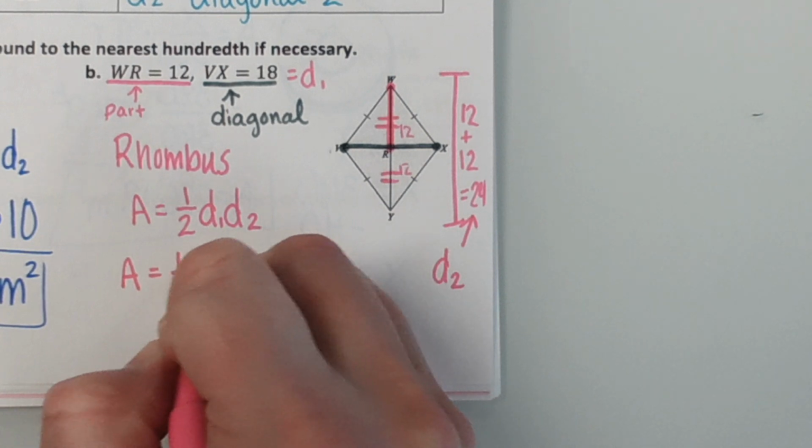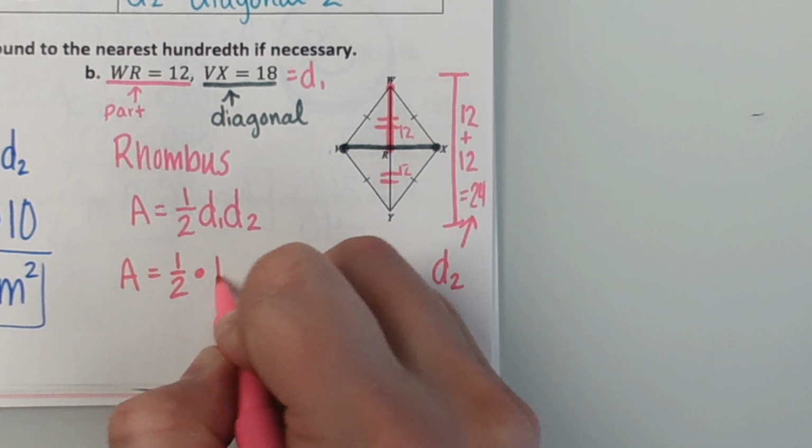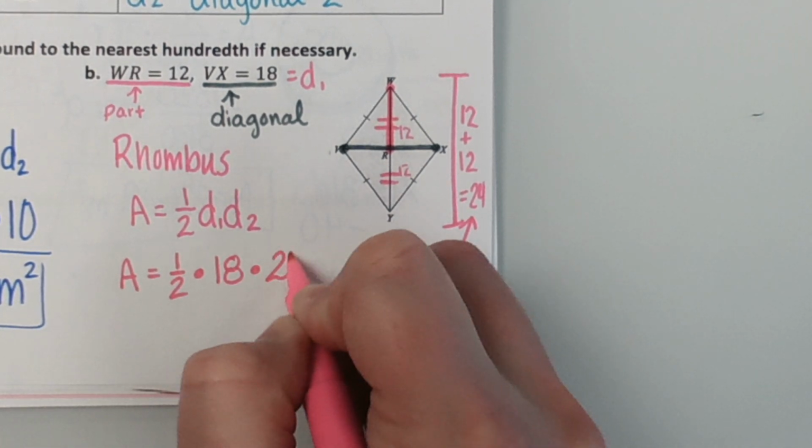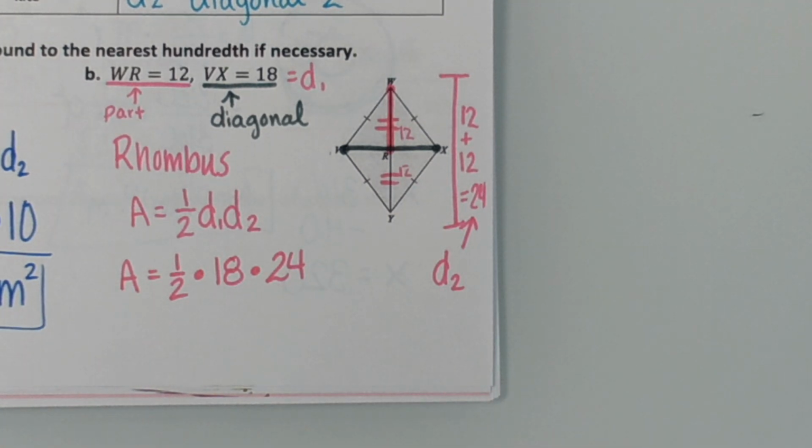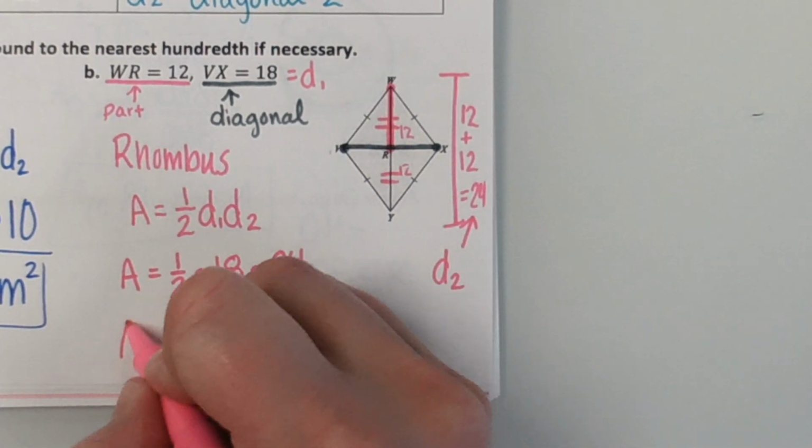Area equals 1/2 times 18 times 24. The thing you have to be careful is just make sure you've got the full measurement. And you type it into a calculator. 216? Yep. 216 watts.